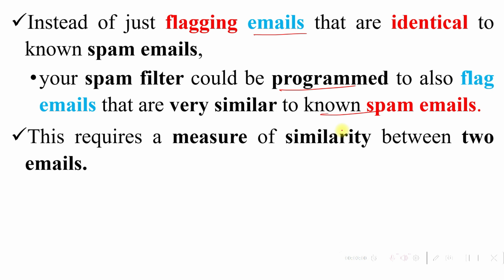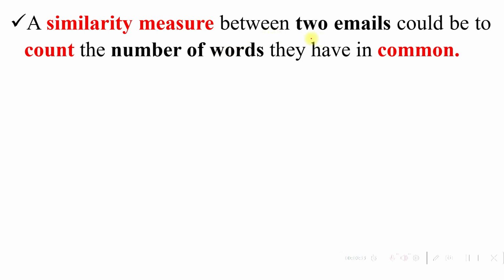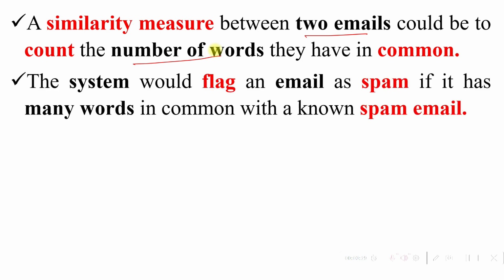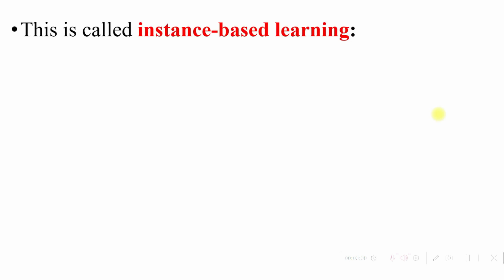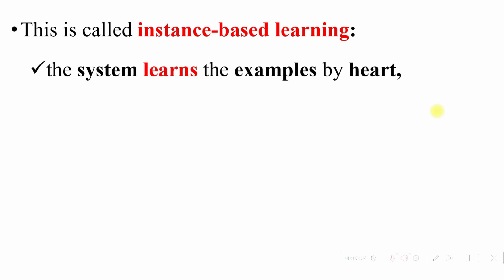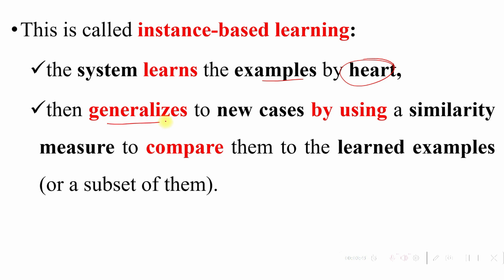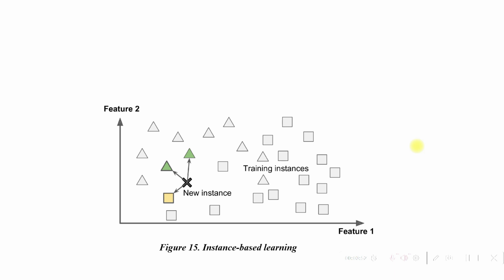This requires a measure of similarity between the two emails. A similarity measure between two emails could be to count the number of words they have in common. The system would flag an email as spam if it has many words in common with a known spam email. So this is called instance-based learning. The system learns the examples by heart, then generalizes to new cases by using a similarity measure to compare them to the learned examples.